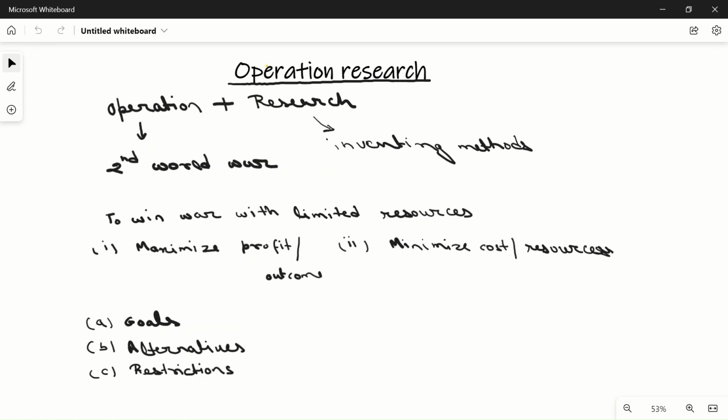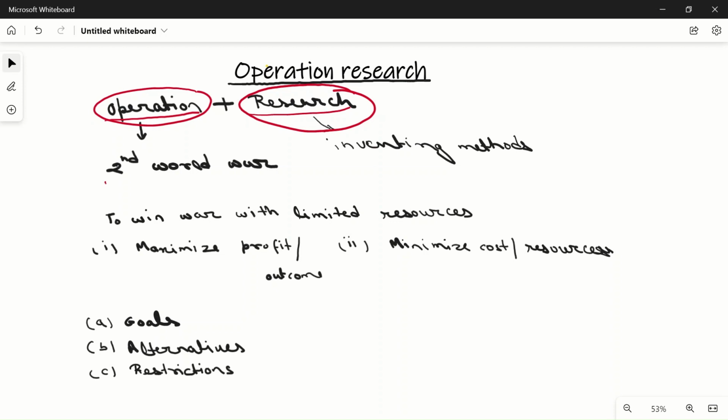So first of all, let's understand what is operation research. As you can see, operation research is made with two words, operation plus research. So why operation? Operation is related to war operations, because this subject evolved during the Second World War. At that time, various operations in the war were carried out, and research was done for inventing new methods of doing war. So operation research was basically invented for inventing new, effective methods for war operations.